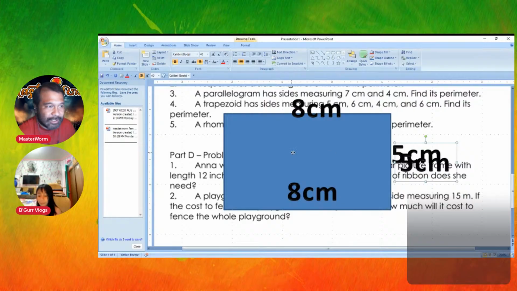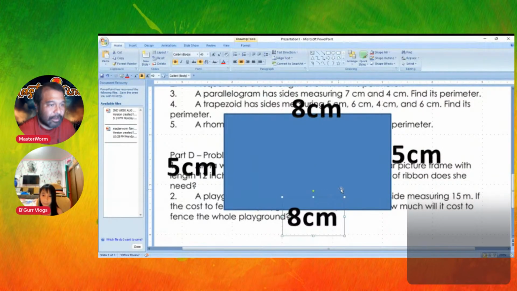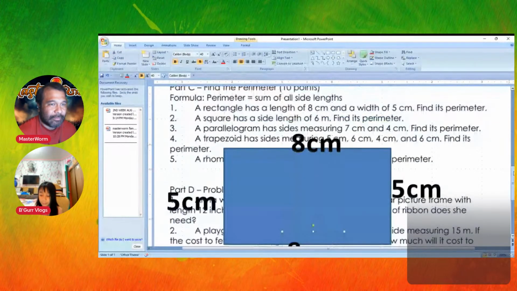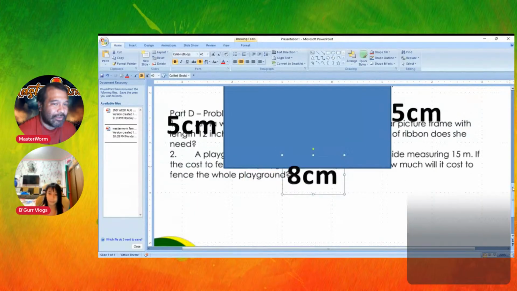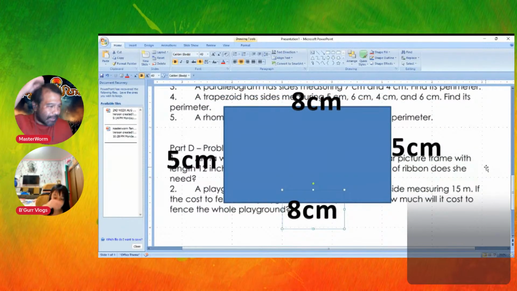Okay, so this figure will look like this. There. So that's the rectangle. So 5 centimeters up and 5 centimeters down and 5 centimeters on both sides. In order to get the perimeter, all you have to do is add. You add them. So you add 8 plus 5 plus 8 plus 5.